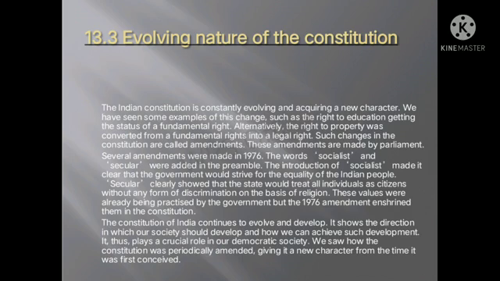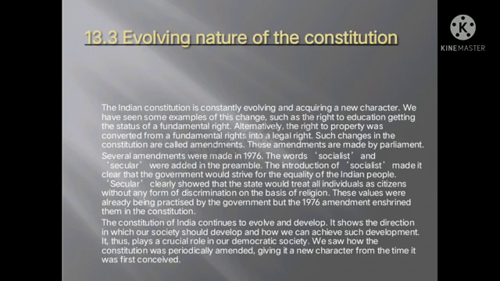Several amendments were made in 1976. The words socialist and secular were added in the preamble. The introduction of socialist made it clear that the government would strive for the equality of the Indian people. Secular clearly showed that the state would treat all individuals as citizens without any form of discrimination on the basis of religion. These values were already being practiced by the government, but the 1976 amendment enshrined them in the Constitution.